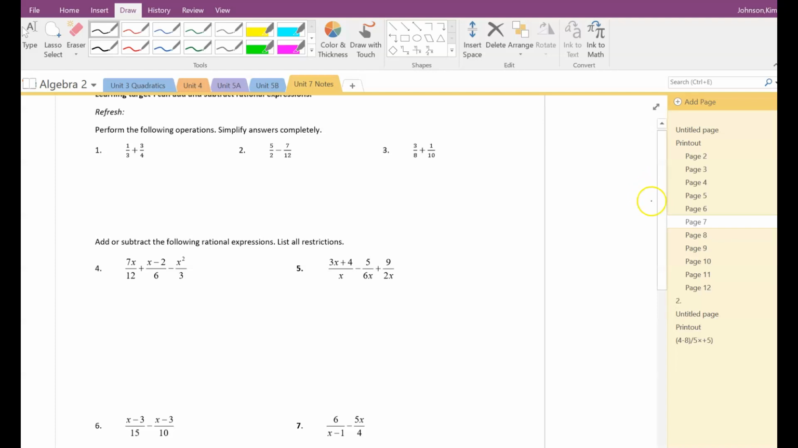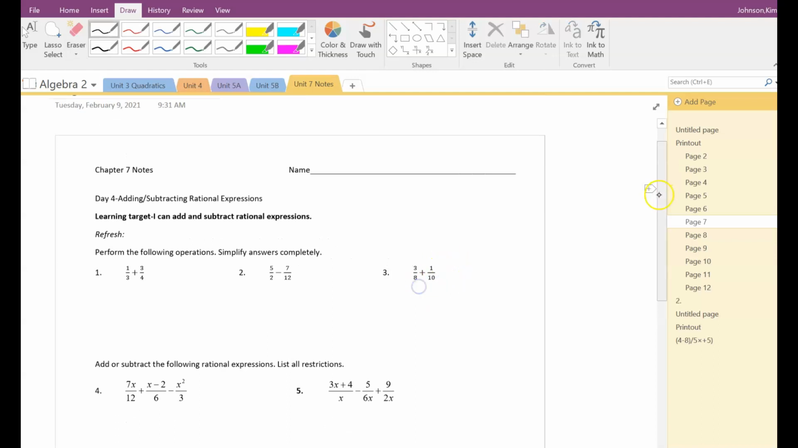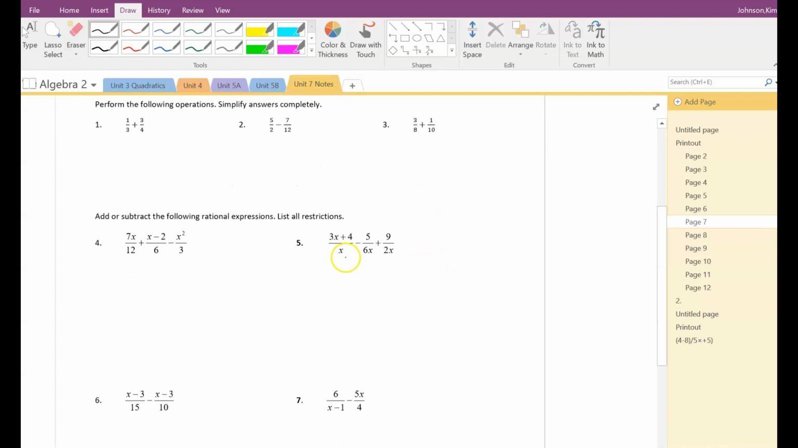If you recall, in problem number 5, we're going to start by trying to make a common denominator. When we make a common denominator, we're looking for the least common multiple, and in order to do that, we'll have to take out the factors and make sure that every single denominator has the exact same factors.